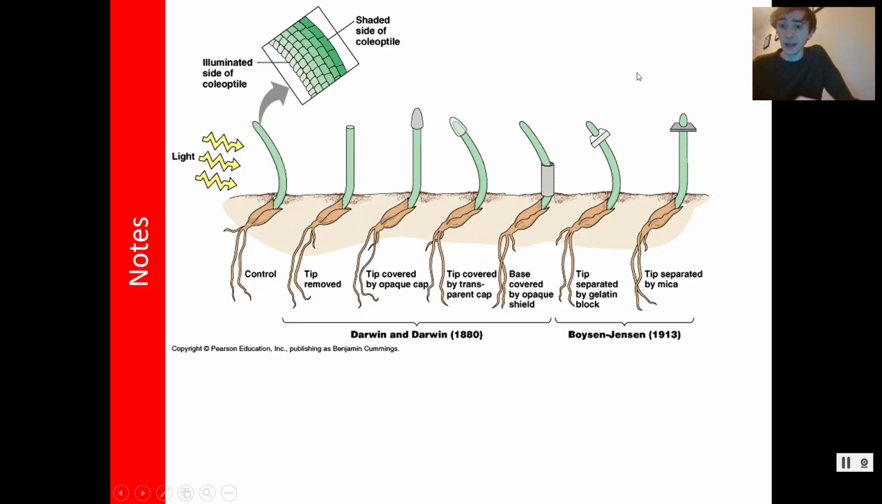Now, he had no way going forward to prove why this happened. He only proved that the tip of the plant is what needs the light.